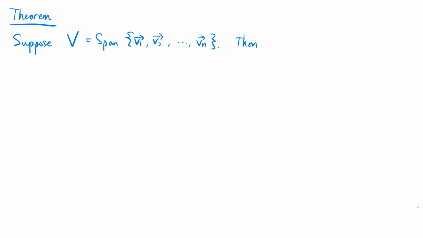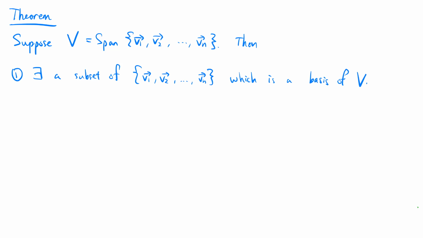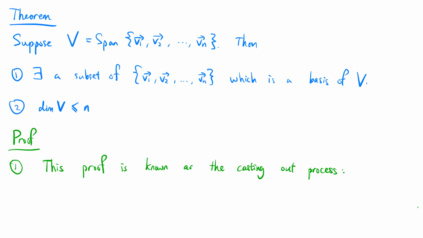Let's look at the following theorem. Suppose V is the span of v1, v2, up to vn. Then there exists a subset of v1, v2, up to vn, which is a basis of V. Also, the dimension of V is less than or equal to n. The proof of the first point is known as the casting out process.